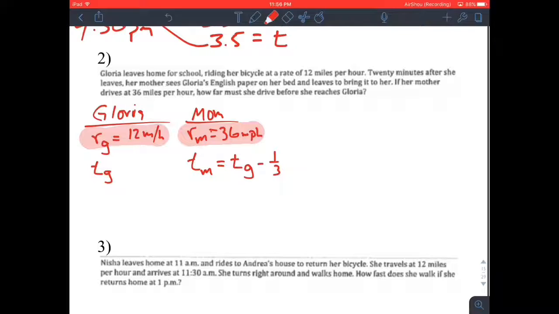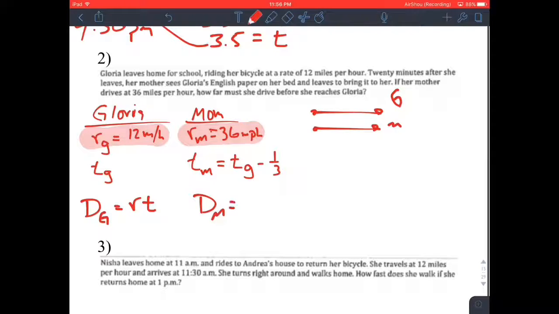So since they're going in the same direction, that's what's happening here. We got Gloria and we got Mom. The distances are going to be the same. So the distance of Gloria is rate times time. The distance of Mom is rate times time. We can set them equal to each other. Same direction, set them equal to each other.